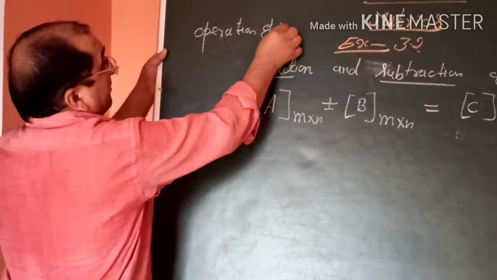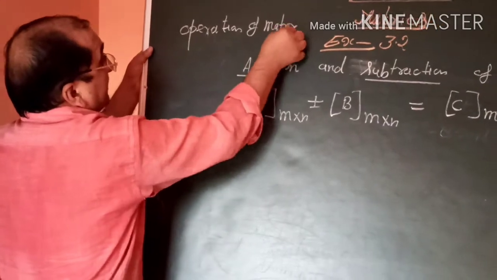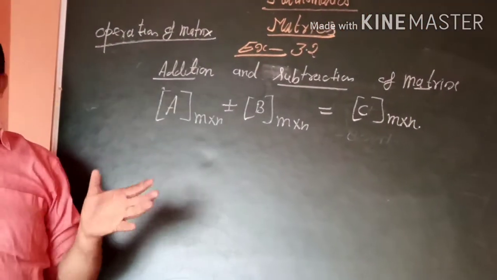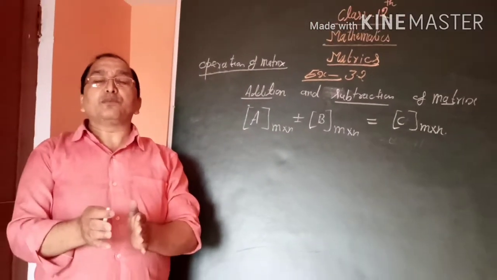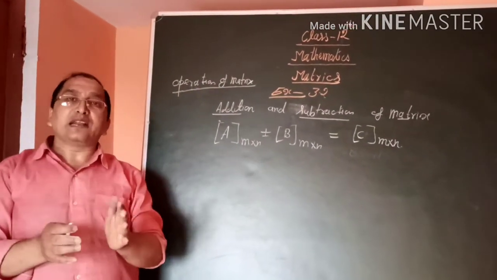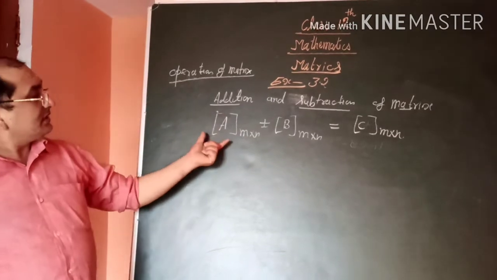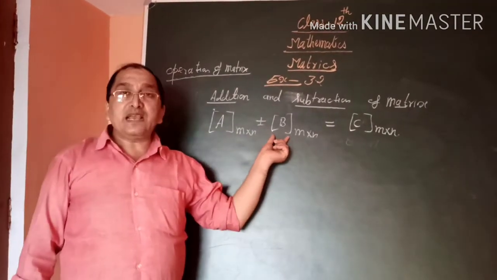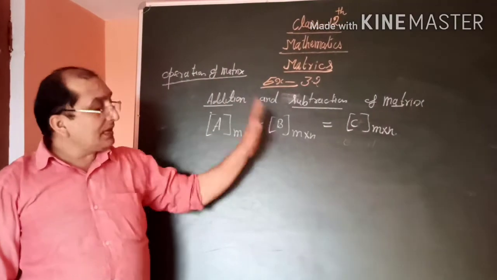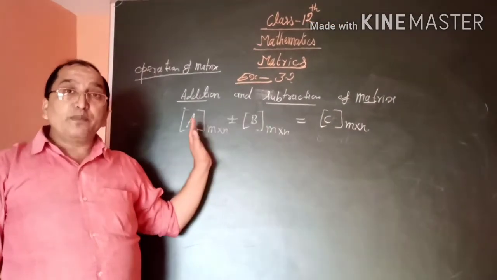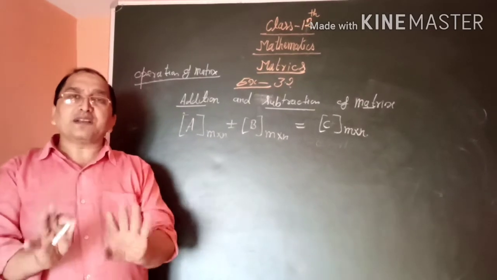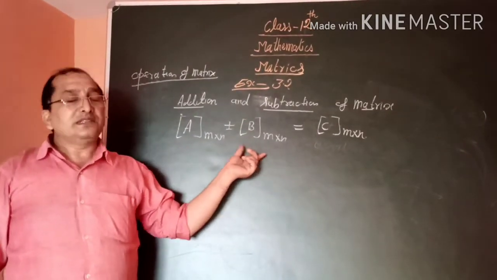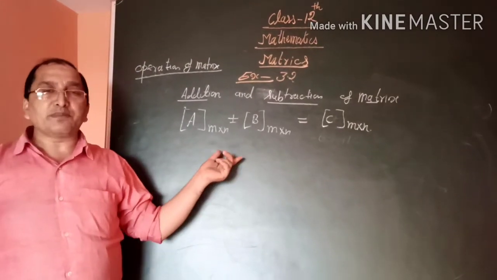Operation of matrix. Addition and subtraction of the matrix. And how two matrices, three matrices or more than two matrices can be added or subtracted. This is a matrix A having the order m cross n and another matrix B having the same order m cross n. Then these two matrices can be added or subtracted only in one case: if their order is the same, then they can be added or subtracted, otherwise not.